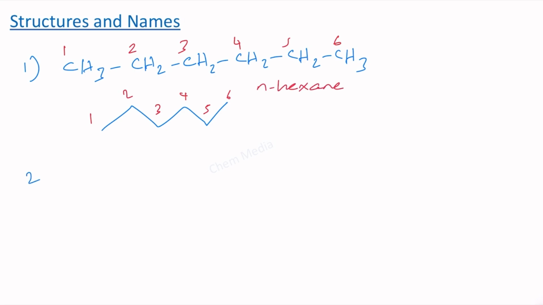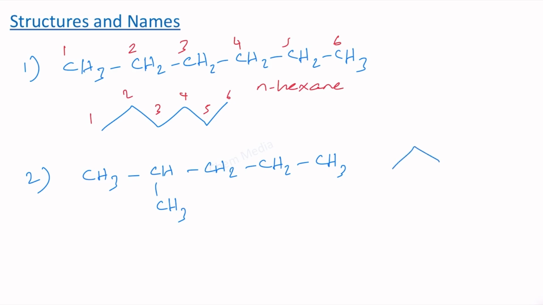And then number 2, we can also write 2-methyl pentane. And the structural formula for 2-methyl pentane is CH3, CH, CH3, CH2, CH2, CH3. And the corresponding structure in bond line notation will look like this: 1, 2, 3, 4, 5, and then at 2 position 1 methyl group. This is 2-methyl pentane. Let us go to structure 3.